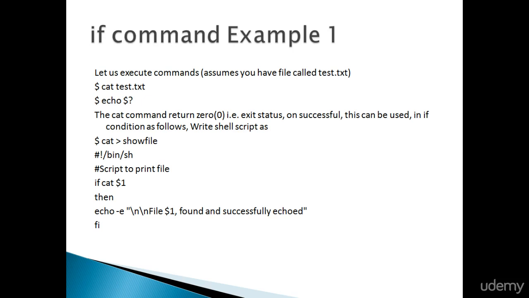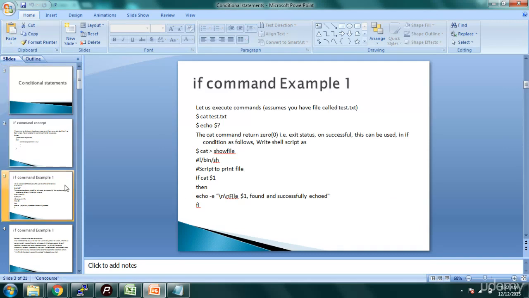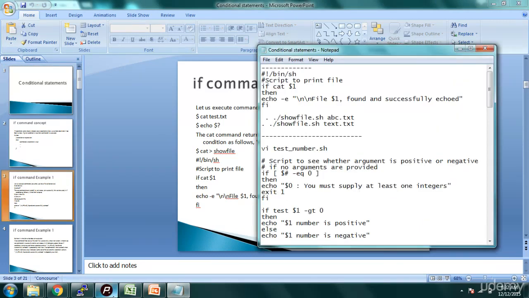It will check the condition: if cat of $1, that is the parameter passed, is successful, as in the exit status is 0, then it will echo that the file was found and successfully echoed. Else it will do nothing because we don't have any else clause here. So it's just an if. If this file exists, then it will echo that the file was successfully found and echoed. I'll show you this in PuTTY and we'll see how this works.